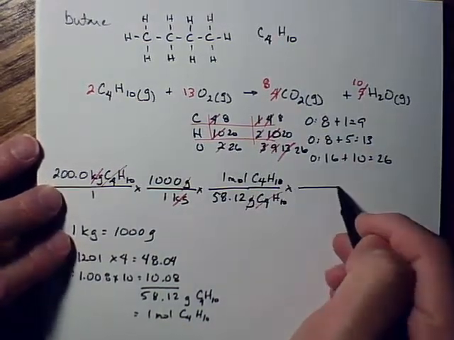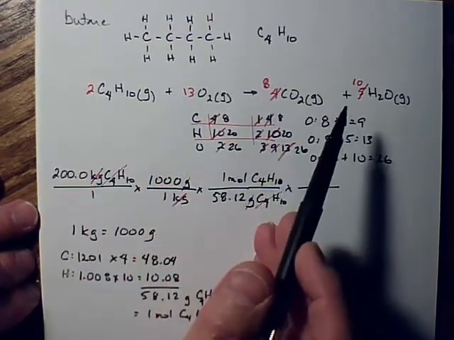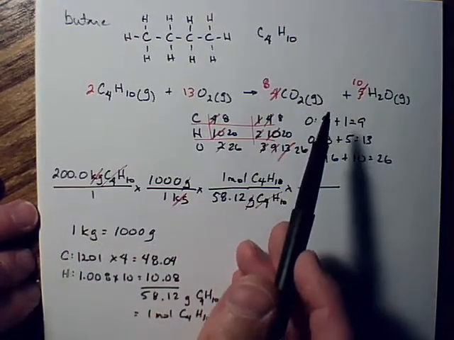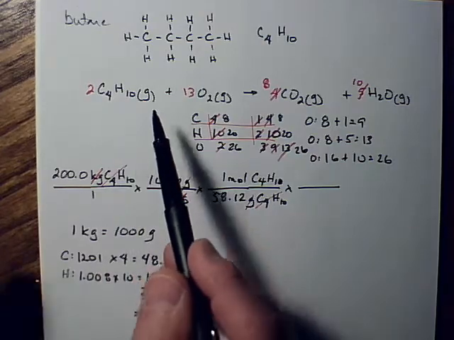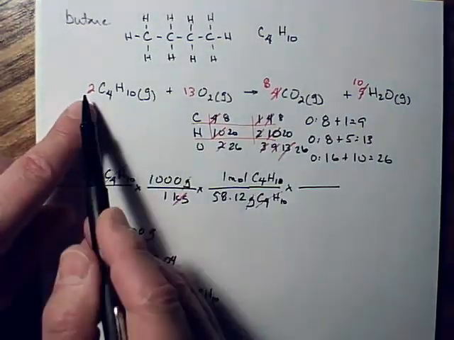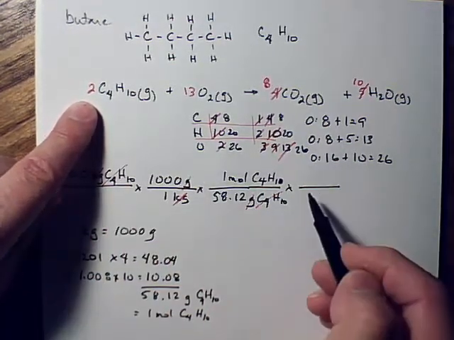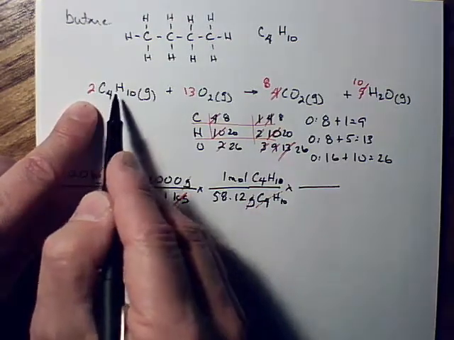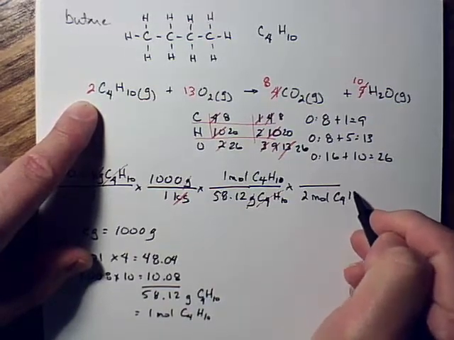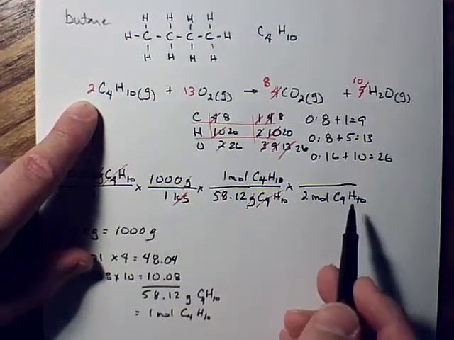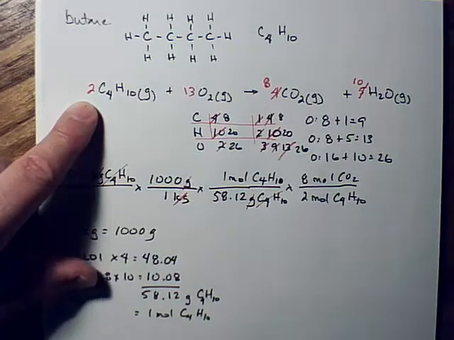All right, now we're ready to use the molar ratio. The molar ratio comes from the balanced equation. So these coefficients in front of each of these chemical species can represent single formula units, or we can multiply it by Avogadro's number and we got moles. Okay, it's still the same ratios. So 2 moles, 13 moles, 8 moles, and 10 moles still represents what's going on in the equation. So on the bottom then we want to have the 2 moles of butane, 2 moles of butane. Now on the top we want to get the CO2, so that's 8 moles of CO2. Cancel the units.